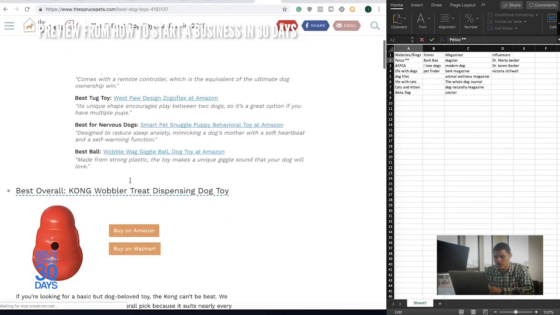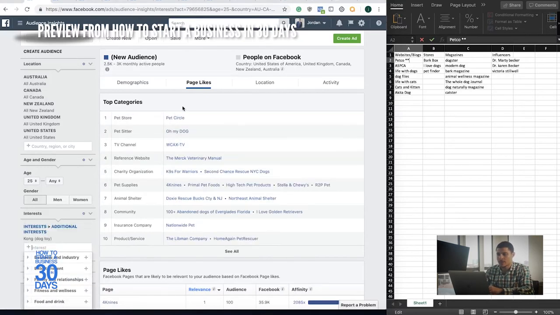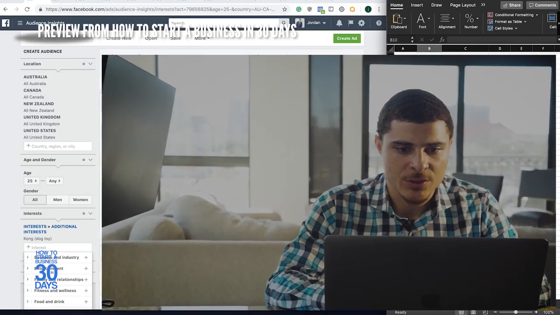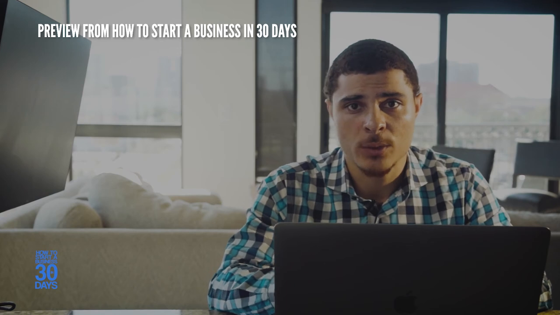So let's look at these dog toys here. Kong, I know that might be one. Kong dog toy. Look, Pet Circle, Oh My Dog. Yeah, we're going to go Kong here. Canine for Warriors, Second Chance Rescue Dogs, 4 Canines. Okay, cool. And so next, what we're going to actually dive into is the actual building of the ad campaign. So bear with us, and here we go.